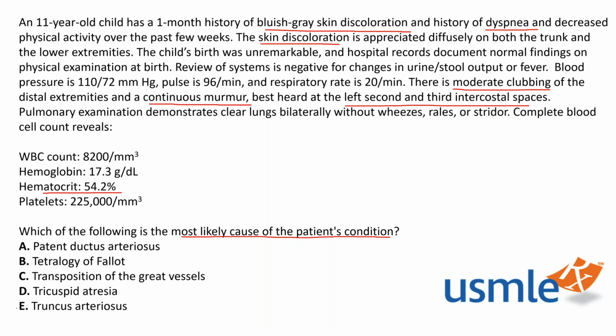And we have D, we have tricuspid atresia. Yay or nay, or do we feel like that one is or is not? And we have C, transposition of the great vessels. Then we have B, tetralogy of Fallot. And then we have A, patent ductus arteriosus. All right, so that is our question.